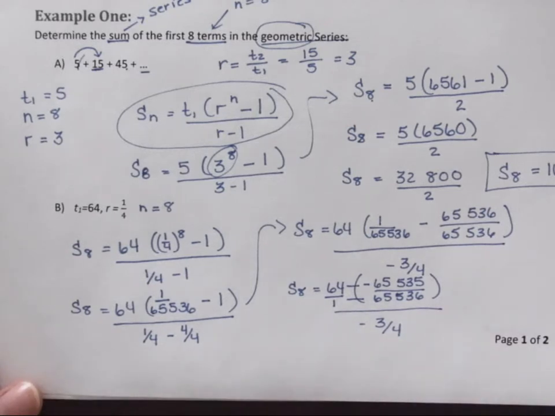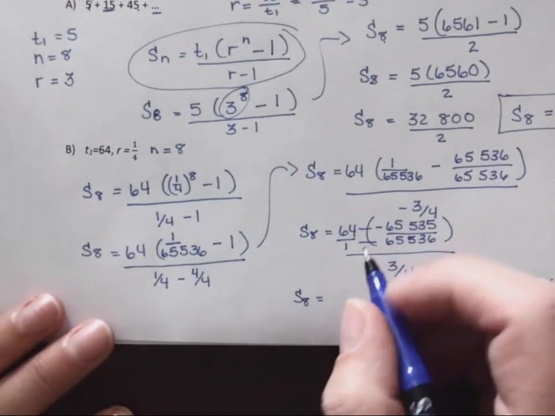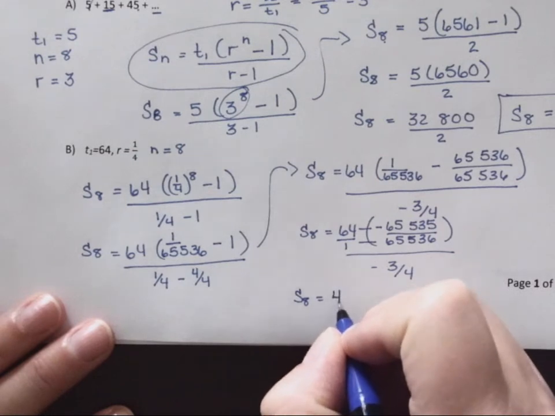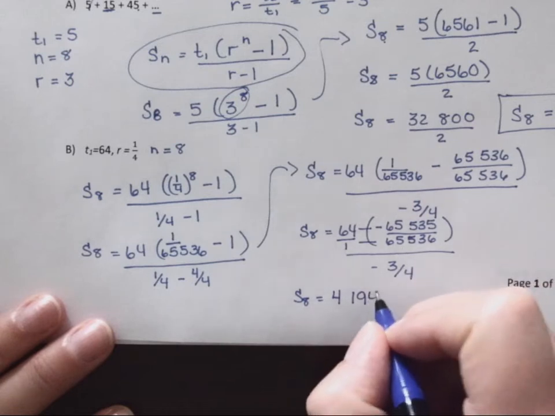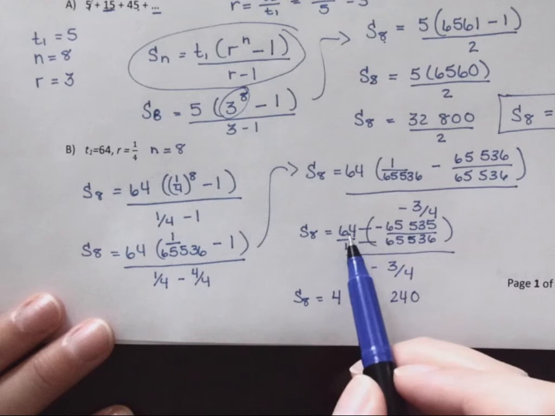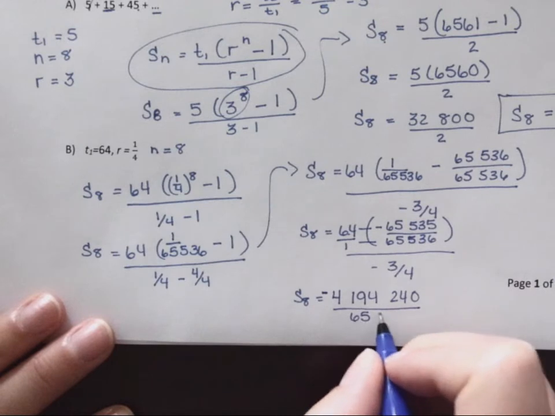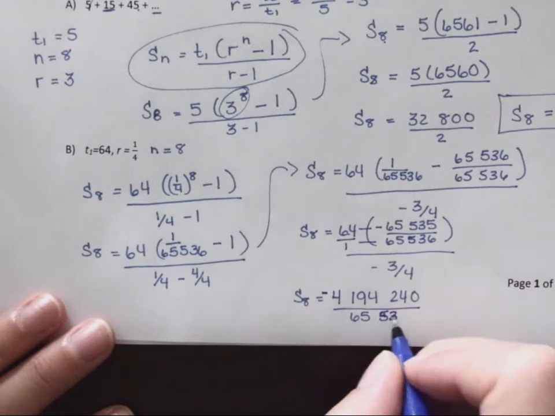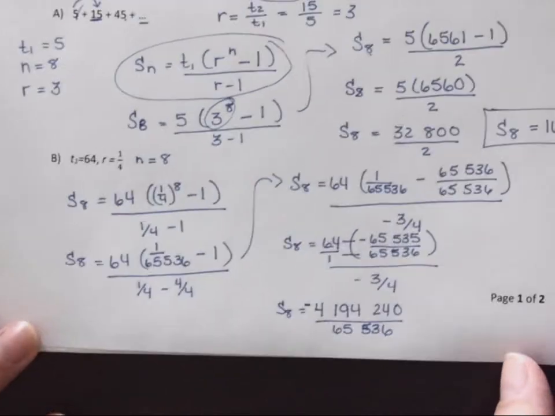So my numerator is going to be S8. I need to keep those equal signs in there, so don't lose your equal signs. 4,194,240. But this is a positive, this is a negative, so this should be negative, all over 65,536. You guys are like, can I go to decimals, please? You totally could. I'm showing you as fractions. As long as you follow your math rules, you're not going to run into any problems, even though the numbers are really big.